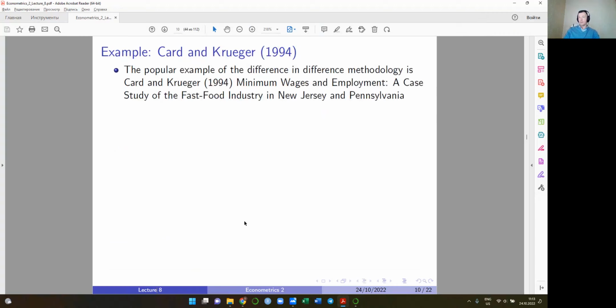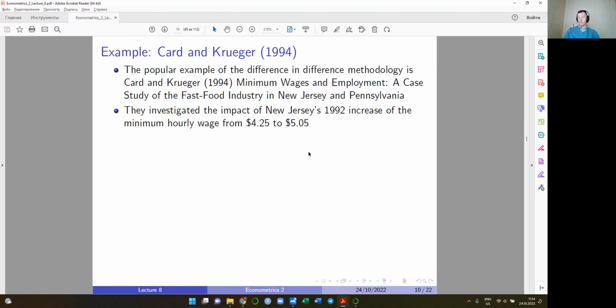And I want to show you an example. This is the most popular classical example of difference in differences that you are able to find in almost every textbook of econometrics. And if you continue your studies and ever encounter econometrics, I swear that you will see this example once again. This is an example based on the Card and Krueger paper, minimum wages and employment. So what is this paper about in a nutshell?